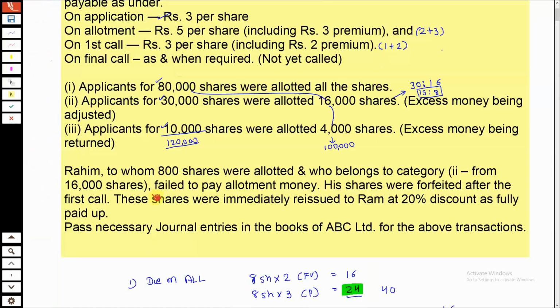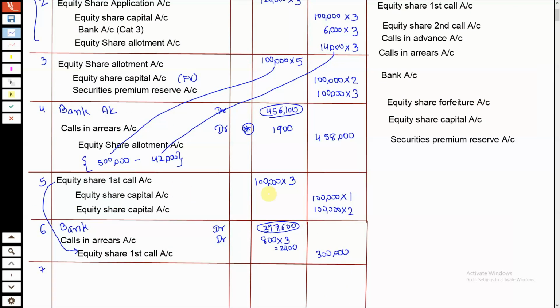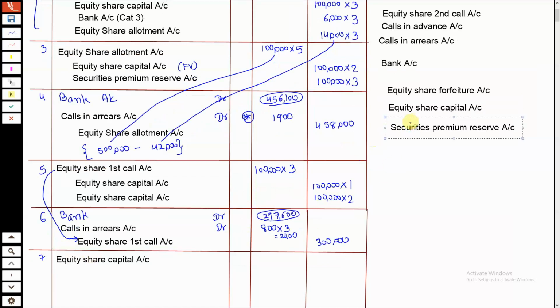And now, as given in the question, his shares were forfeited after the first call. So now we pass the journal entry for forfeiture. Already I have explained that when we cancel the shares, the accounts which were earlier credited should now be debited. It's easy. So capital we had credited, so now you will have to debit. Securities premium you had credited along with capital, so now we will debit it.